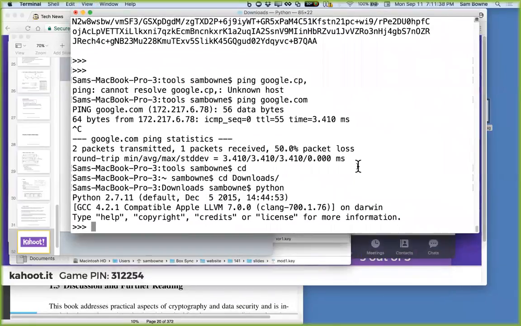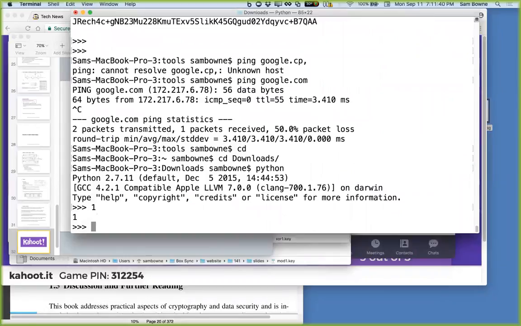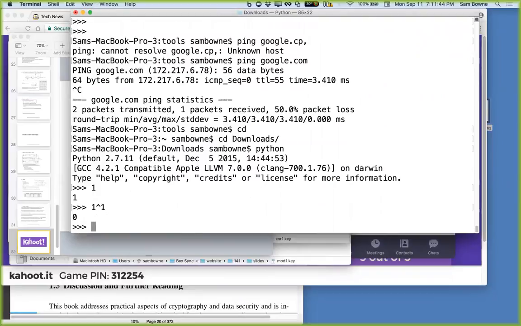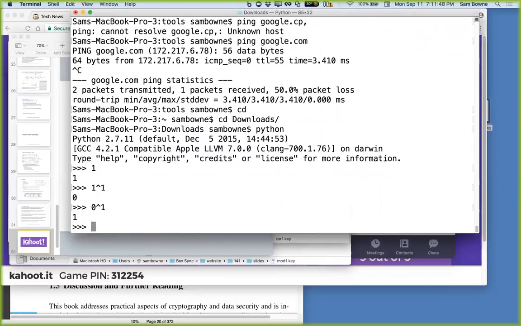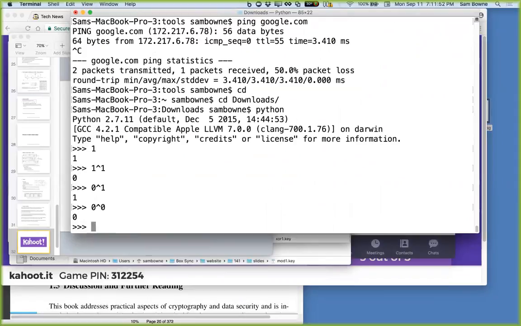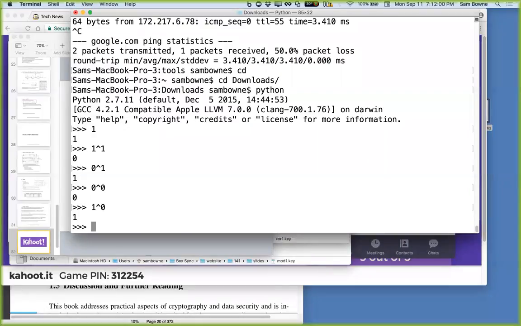All right. So if I do 1, it is 1. If I do 1 XOR 1, the answer is 0. If I do 0 XOR 1, it's 1. If I do 0 XOR 0, what's it going to be? 0. Okay. And if I do the last one, which is 1 XOR 0, what's that? 1. All right. That's all the bits, single bits.